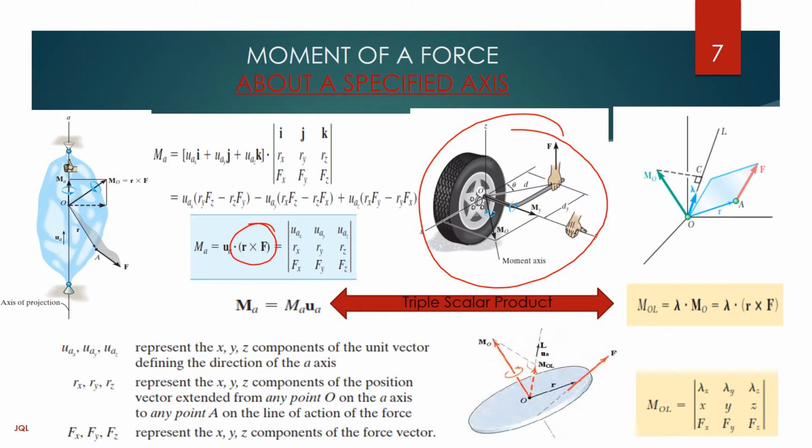When you want to get a moment about a line or axis, it will be a triple scalar product. There are two ways of doing it. You do R cross F, and that will be your moment. Once you have the moment, you get your unit vector dot the moment. And how do we do that? You can remember very well. You just multiply the I by the I, the J by the J, the K by the K. As simple as that.